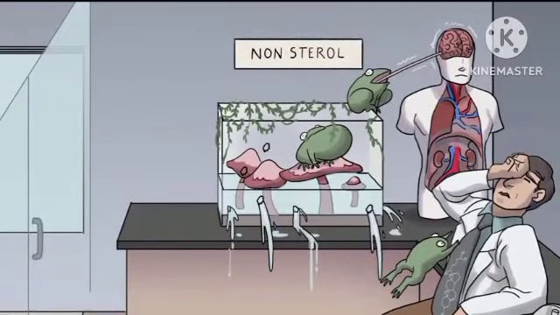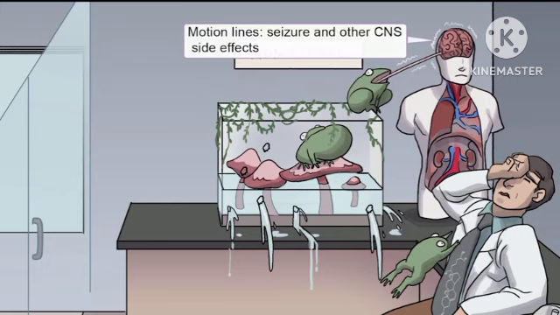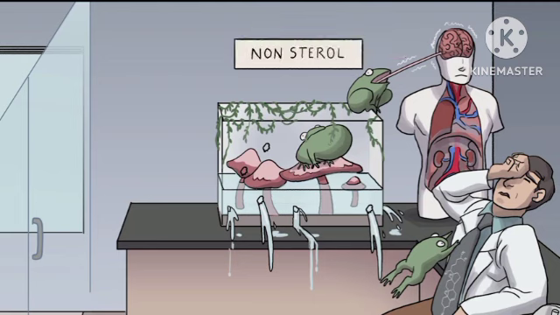Amphotericin is still sometimes used to treat fungal CNS infections and must be administered intrathecally. We'll sketch in a frog here who is latched onto the model brain with his tongue, kind of like an intrathecal line. This kind of administration can cause major CNS side effects, including seizures and neurological damage. Notice, we've added our sketchy seizure action lines to this frog in order to convey this.